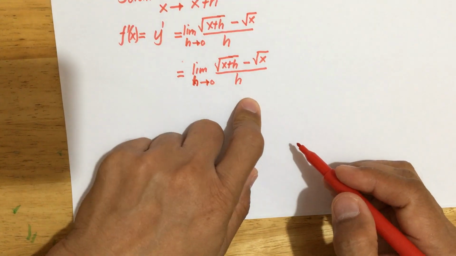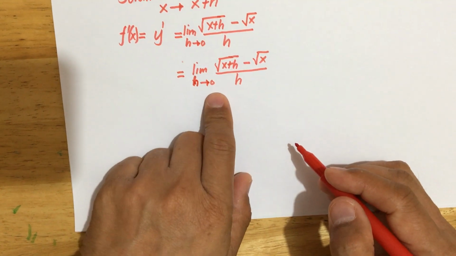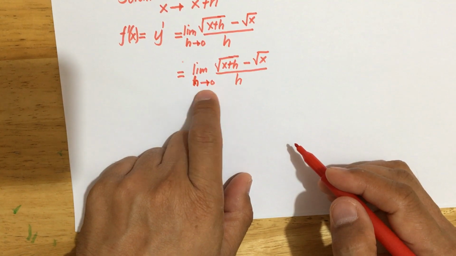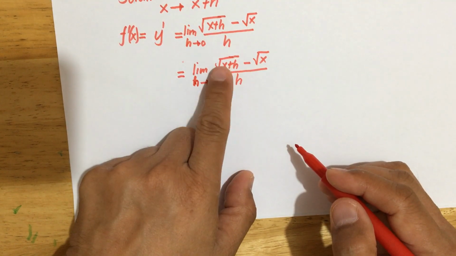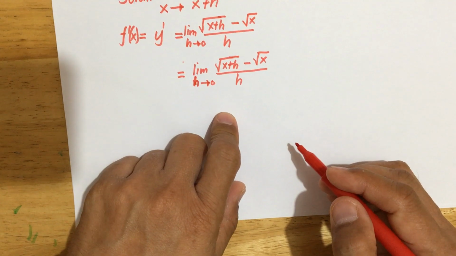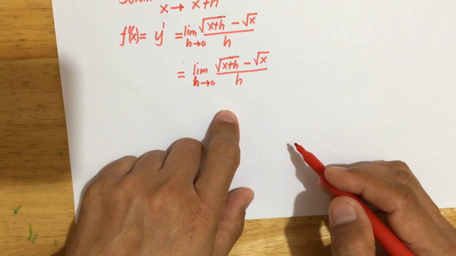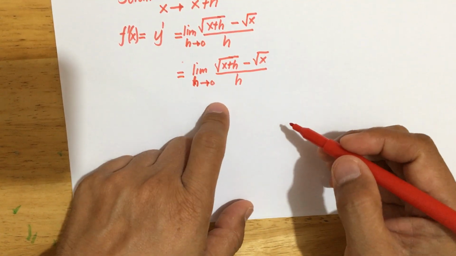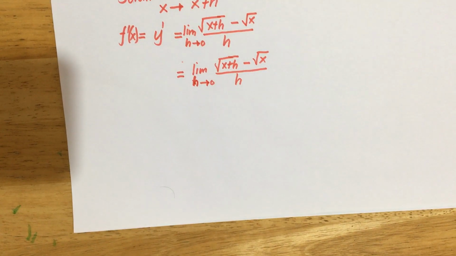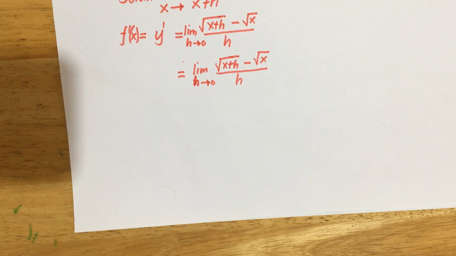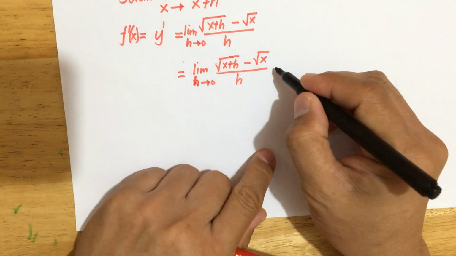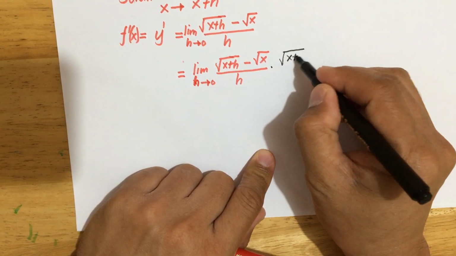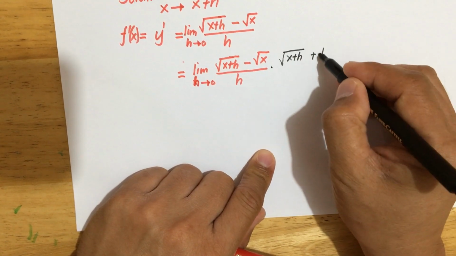Okay, now if you substitute 0 to h, what will happen? This becomes undefined, right? So we are going to multiply both numerator and denominator by the conjugate. Okay, so what is the conjugate of the numerator? The conjugate of the numerator is square root of x plus h plus square root of x.